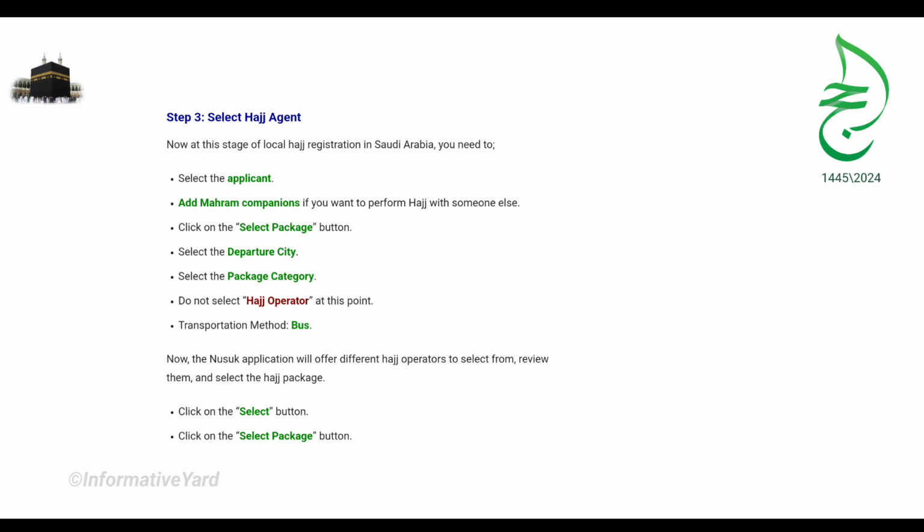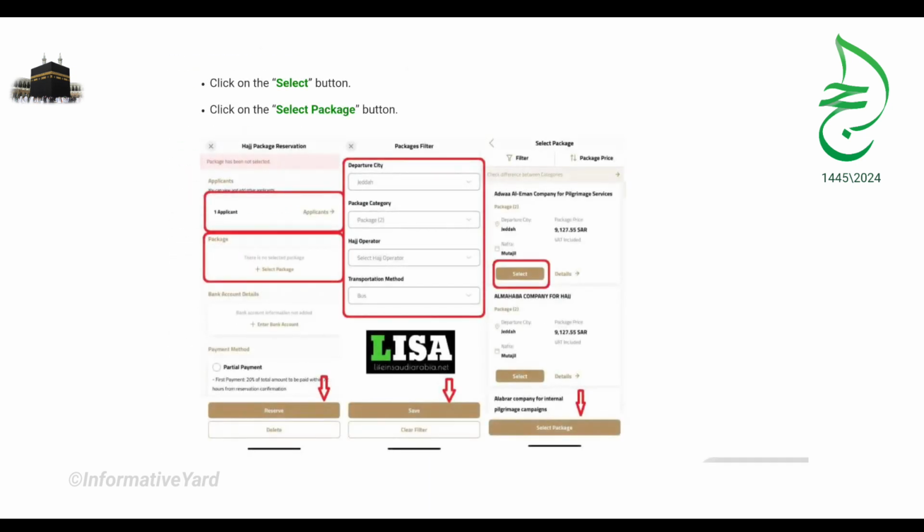Now the Nusuk application will offer different Hajj operators to select from. Review them and select the Hajj package. Click on the select button. Click on the select package button.